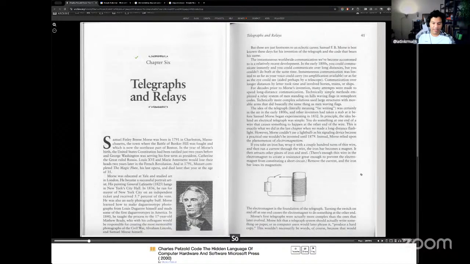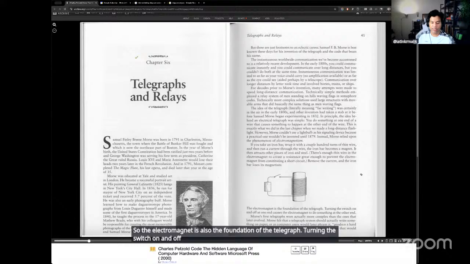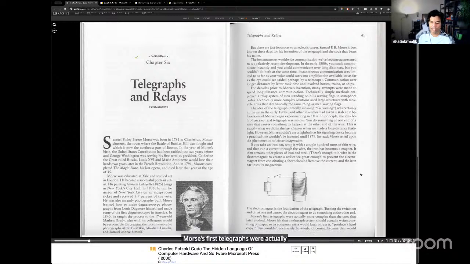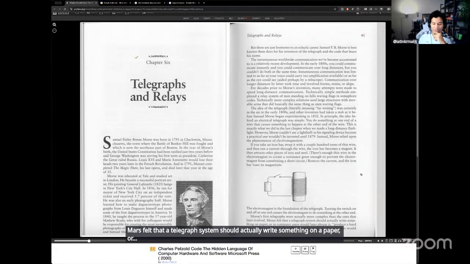So the electromagnet is also the foundation of the telegraph. Turning the switch on and off at one end causes the electromagnet to do something on the other end. Morse's first telegraphs were actually more complex than the ones that later evolved. Morse felt that a telegraph system should actually write something on paper, or as computer users would later phrase it, produce a hard copy.